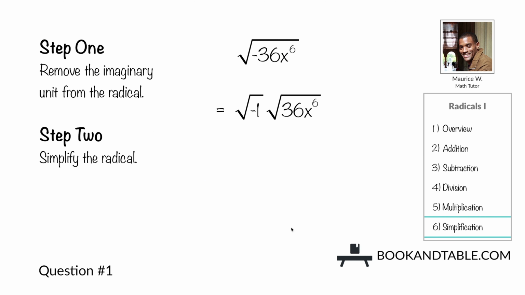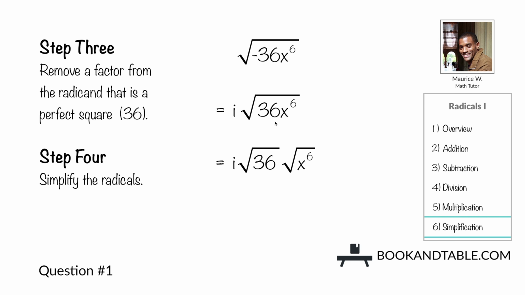Question number 1, step 1, remove the imaginary unit from the radical. So we have negative 1 here, so we take that out. So now we have a positive radicand. Step 2, we simplify the radical. So we replace the square root of negative 1 with i. So we have i radical 36x to the 6th. Now we want to simplify the radical term further. Step 3, remove a factor from the radicand that is a perfect square. That would be 36. So we take that out.